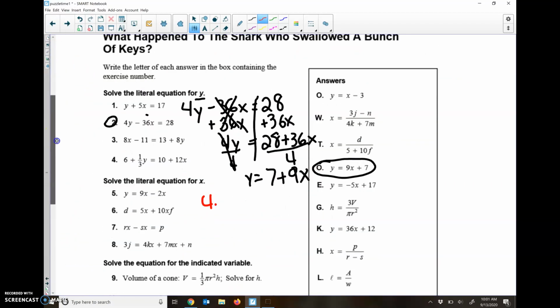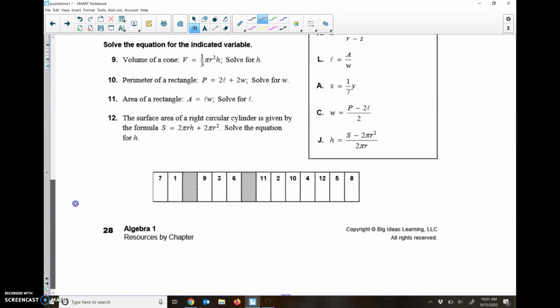So then the answer to our joke here. What happened to the shark who swallowed a bunch of keys? He got lockjaw. Get it? Because it's a bunch of keys, and instead of lockjam, he got lockjaw. Sorry. So he got lockjaw because he swallowed keys, and keys need locks.